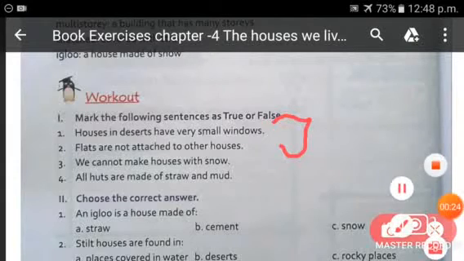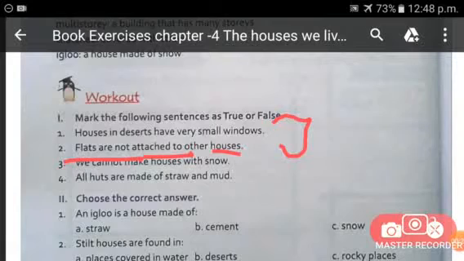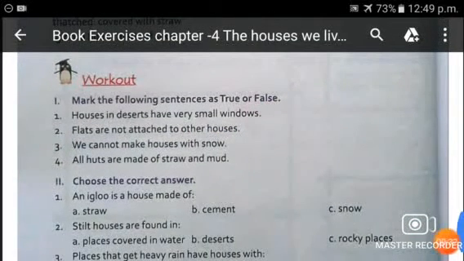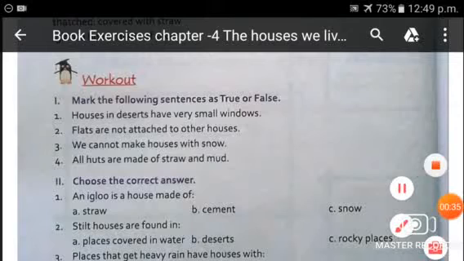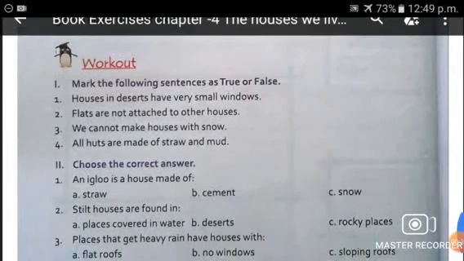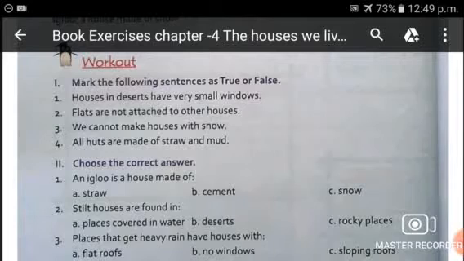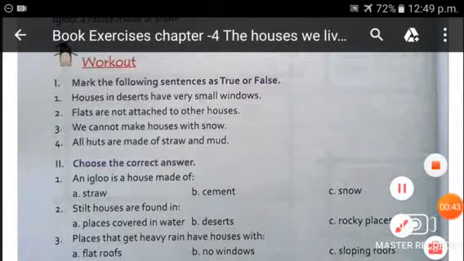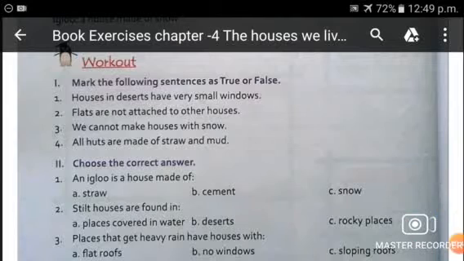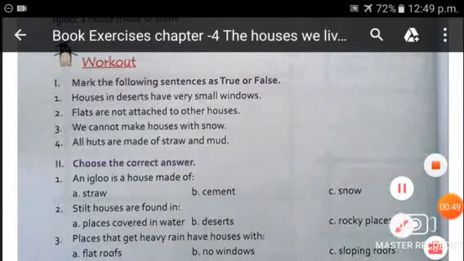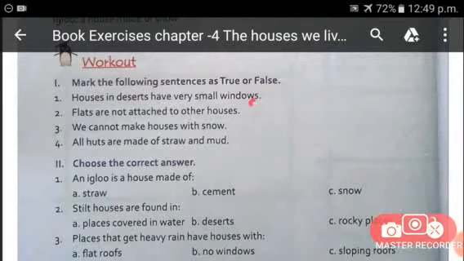Now the next one is: flats are not attached to each other. So students, now tell me, flats are not attached to each other. Flats are kinds of houses that are attached to each other. They are called multi-story buildings. So this statement is false. So here you have to mark F for false.